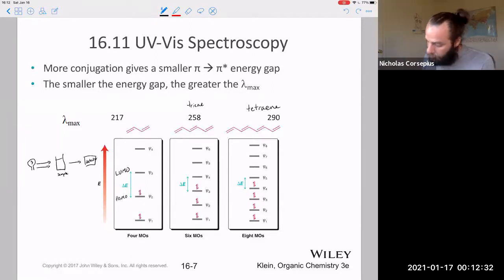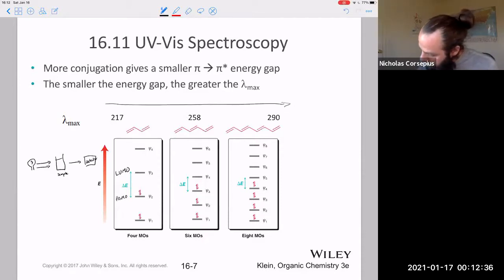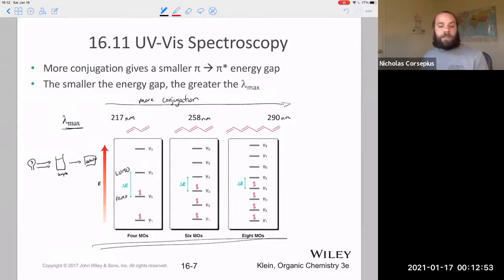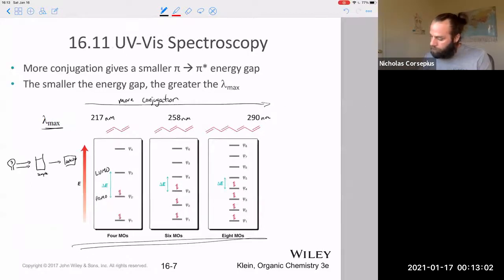Moral of the story, though, is more conjugation equals longer absorption wavelength, right? So these are going to be measured in nanometers. Those units should be there. And we'll talk a little bit more about the MO picture of pi bonds in a separate lecture. I've put that off to the side to talk about all by itself. But this is the take home that I want you to know for this lecture.